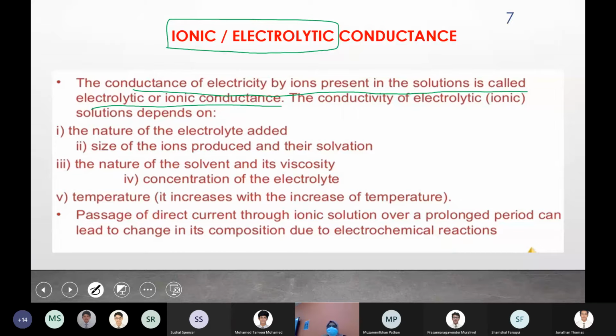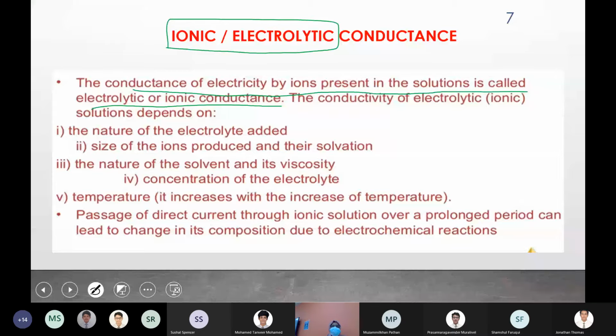So electrolytes are the main topic for us. The definition of ionic or electrolytic conductance: conductance of electricity by ions present in the solution is called electrolytic or ionic conductance. Normally when we use the word conductance, that is for solids, where the electronic movement is taking place. But here, electricity is passing through an electrolyte by the movement of ions. And this electrolytic conductance depends on basically 5 factors.